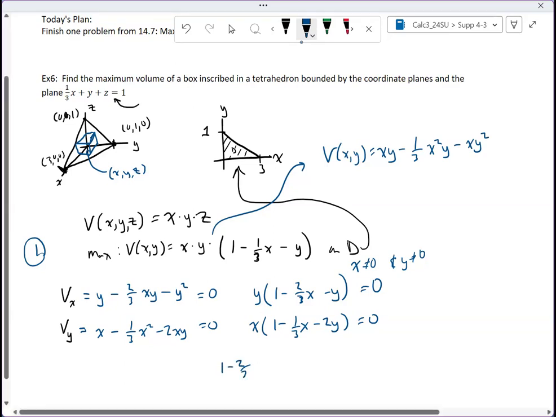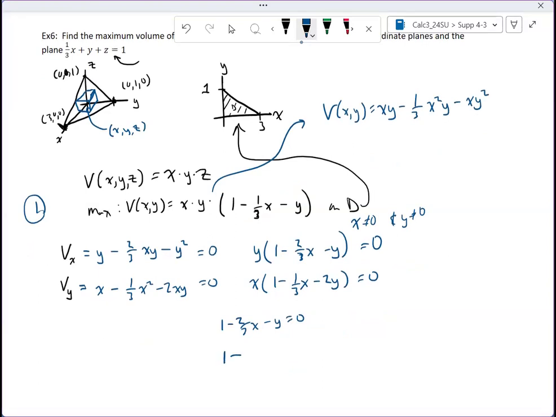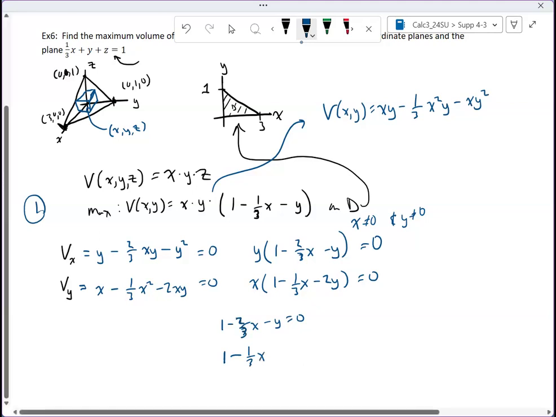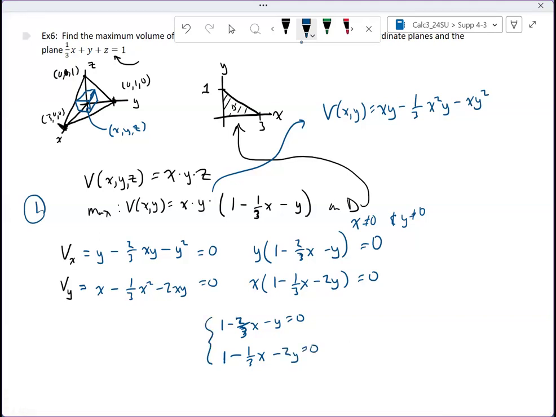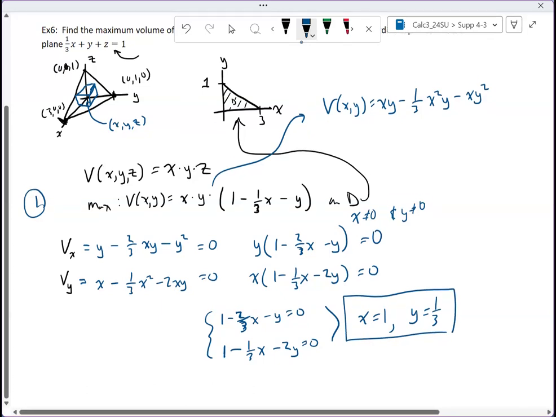So this gives me two equations then: 1 minus 2/3 x minus y equals 0, and 1 minus 2/3 x minus 2y equals 0, just written very messy. So I need to solve these two equations in two unknowns. I'll leave this as an exercise, but we get x equals 1, y equals 1/3 as our one and only critical point.